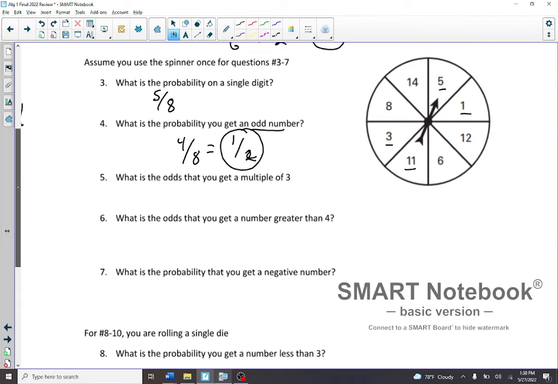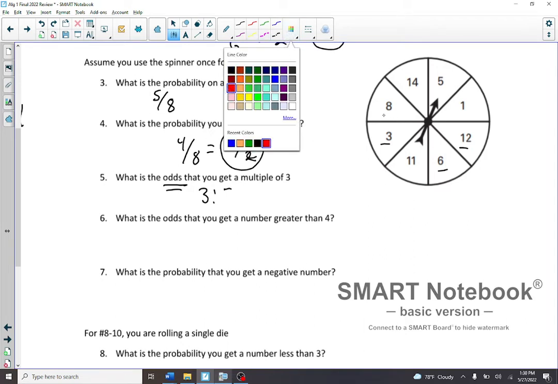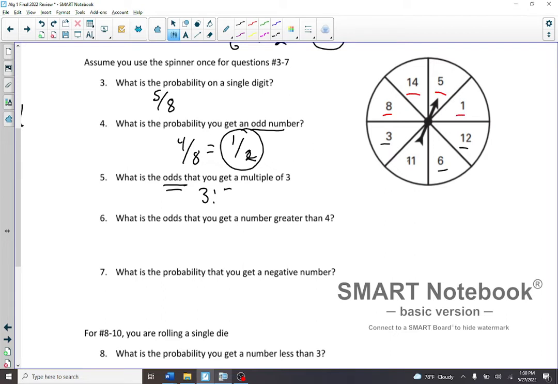What are the odds you get a multiple of 3? So the things that 3 multiplies to: 3 multiplies to 3, 3 multiplies to 6, and 3 multiplies to 12. So I have 3 winning. But in this case, because it's odds, it's 3 to how many losing. So how many I don't have is 1, 2, 3, 4, 5. So 3 to 5.